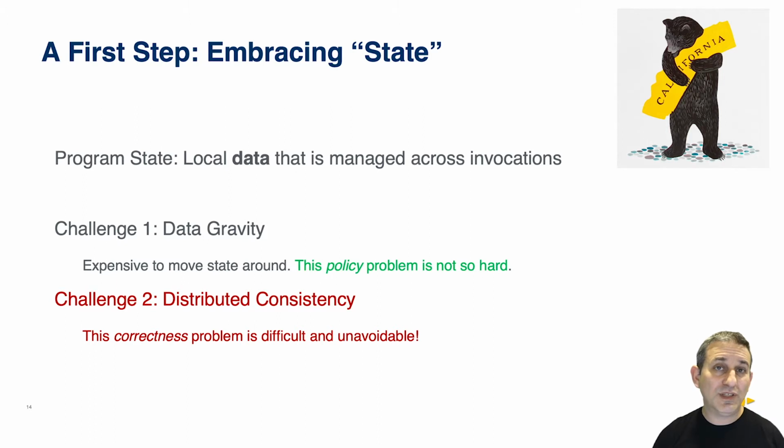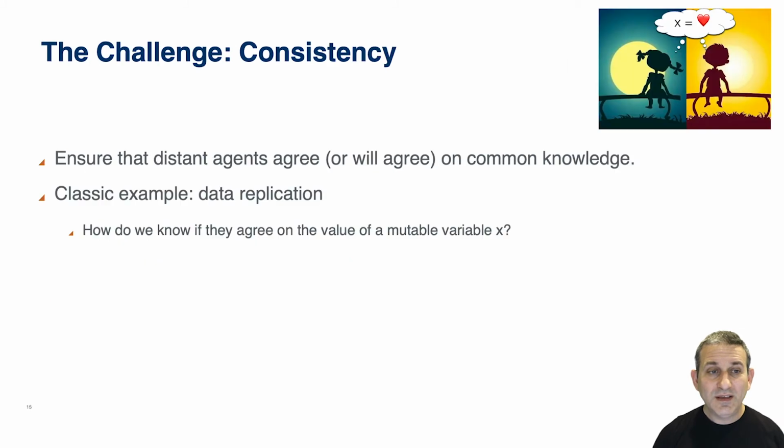The second issue is much more challenging, which is distributed consistency. This is a correctness problem that if we don't solve, our code won't work, or it won't work reliably. It's difficult. It's very tricky, and it's unavoidable because we have distributed computers that can't talk to each other. So let's talk about consistency and just review classically what this means to distributed programming. So the goal with consistency is to ensure that distant agents, like these two nice folks in the upper right of this slide, agree, or at least that eventually they will agree, on common knowledge. So in this case, they both agree on the value of a variable x, which in the current case is love. They agree on love, and that's lovely.